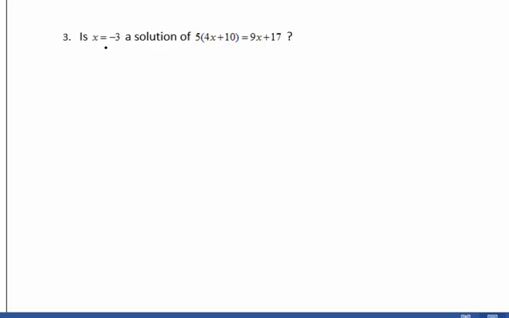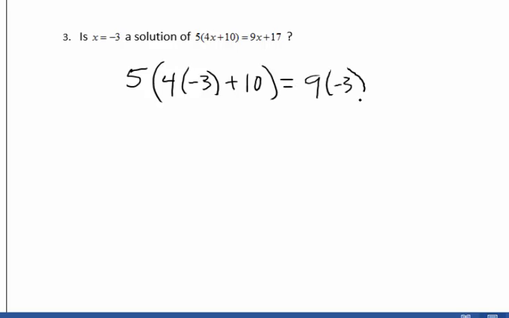One more problem in this video: is x equals negative 3 a solution of 5 times 4x plus 10 equals 9x plus 17? Okay, so again, 5 times 4x, x is negative 3 in this case, so we're checking if negative 3 is a solution. Alright, so I plugged it in. If I get the same thing on both sides of the equation, then I know that negative 3 is a solution. So let's see what we get.